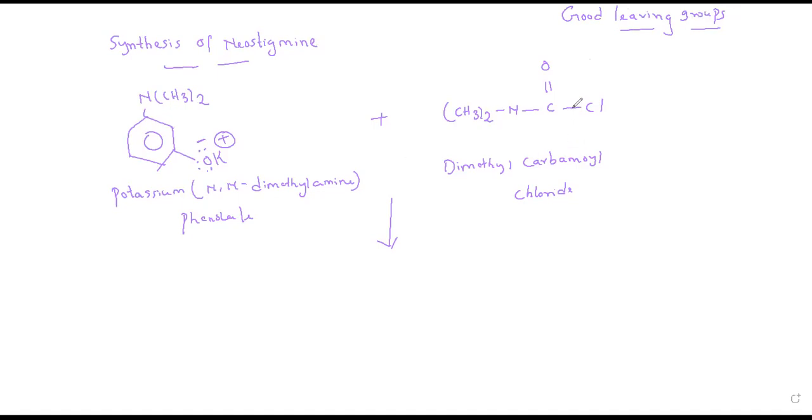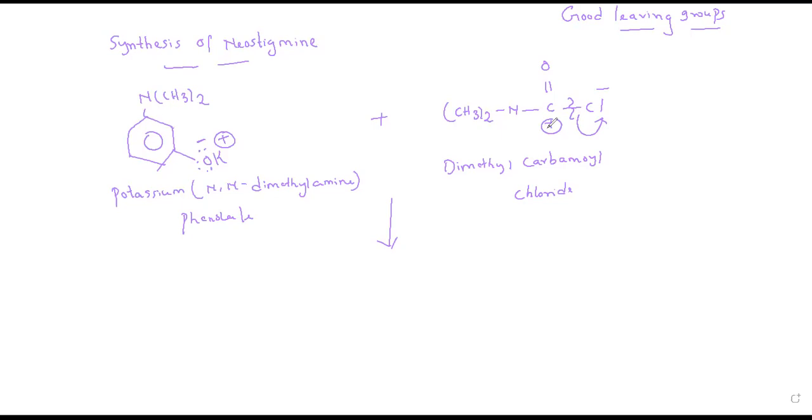Now, if I break the bond here between carbon and chlorine, what happens? The sigma electrons which are present in this bond will migrate towards chlorine. Therefore, chlorine gets negative charge and this hydrogen will get a positive charge. Okay, now what is the problem with this carbon here? It is electron deficient.